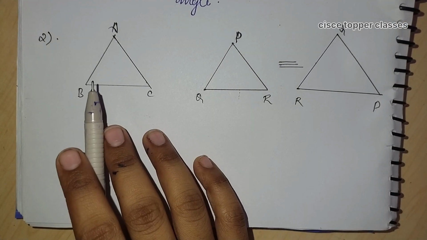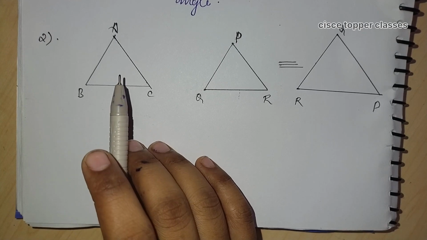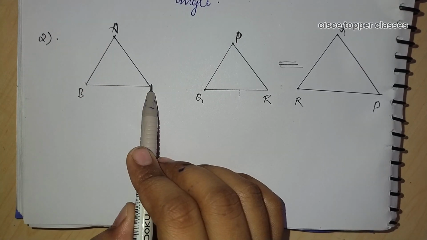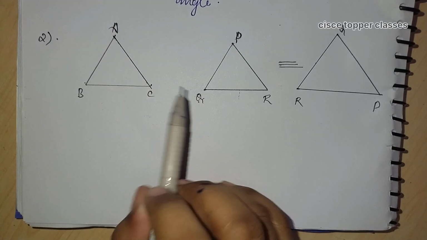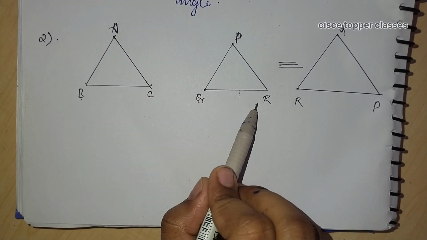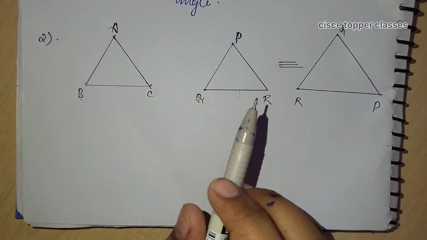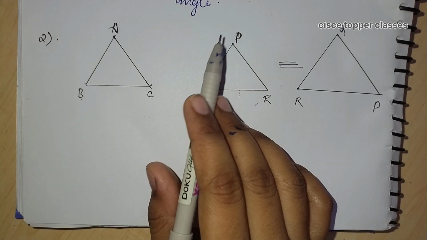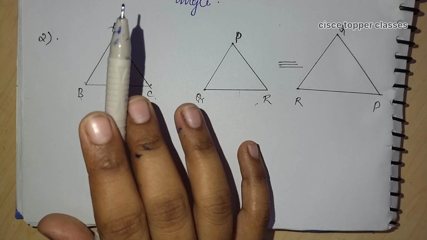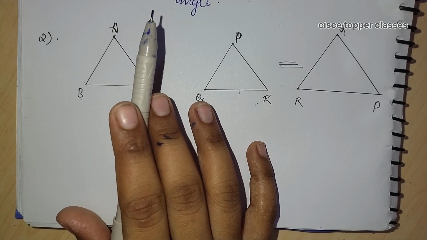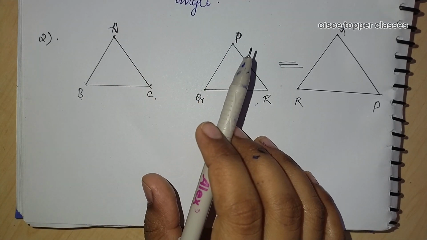Now, let us solve the second question here. It is given that in triangles ABC and PQR, angle A is equal to angle Q and angle B is equal to angle R. So, which side of PQR should be equal to side BC of triangle ABC, so that the two triangles are congruent? Give reason for your answer.